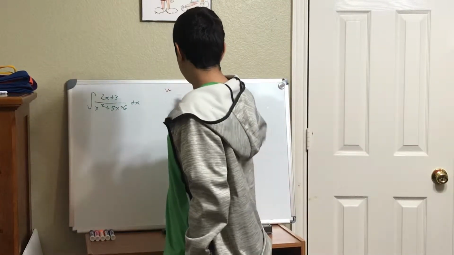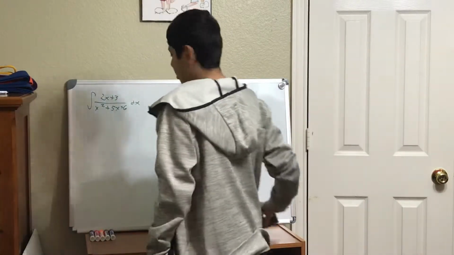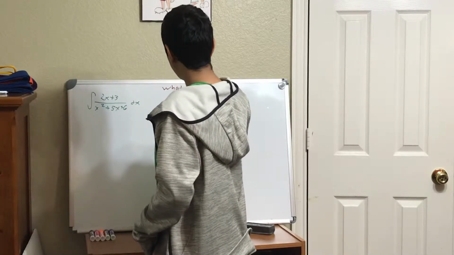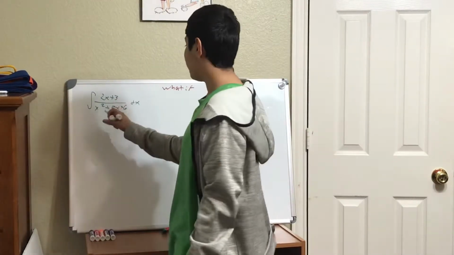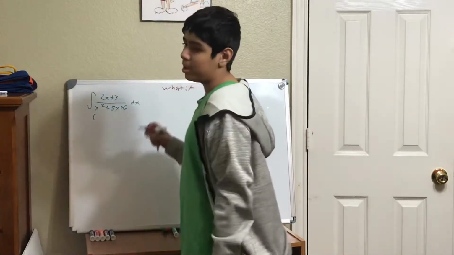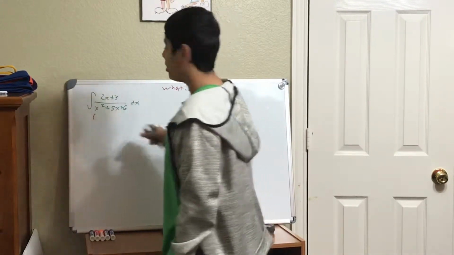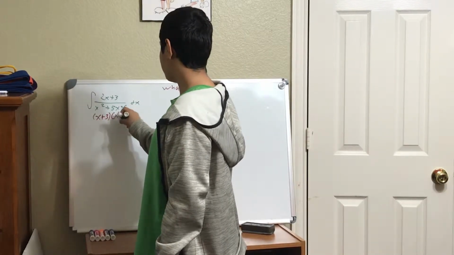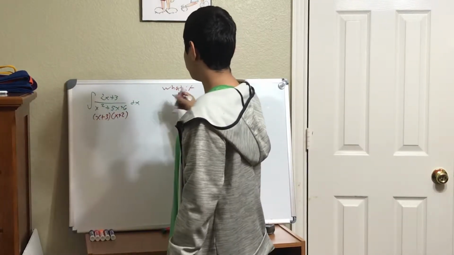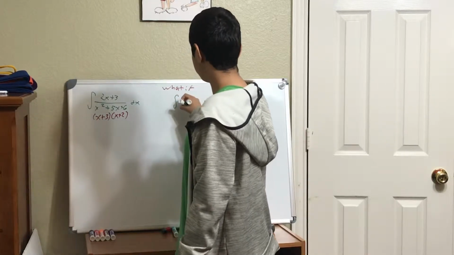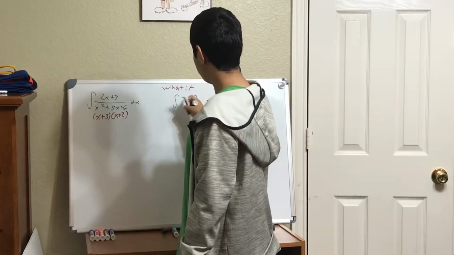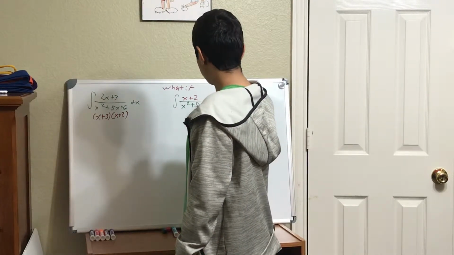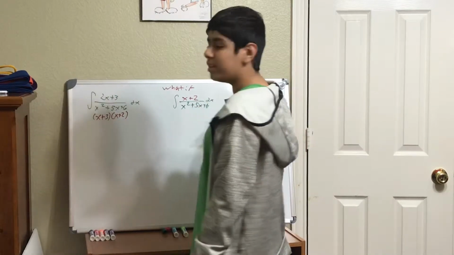But let's ask what if on the top there was something easier that we know how to integrate. What if there was one of the factors on the top? So let's factor this. Two numbers that multiply together to get 6 but add together to be 5. That's 3 and 2, right? x plus 3, x plus 2. So what if there was, instead, an x plus 2 on the top right here? Then it's super easy.